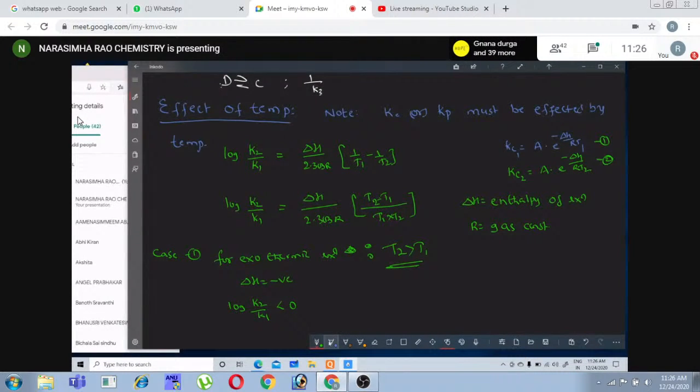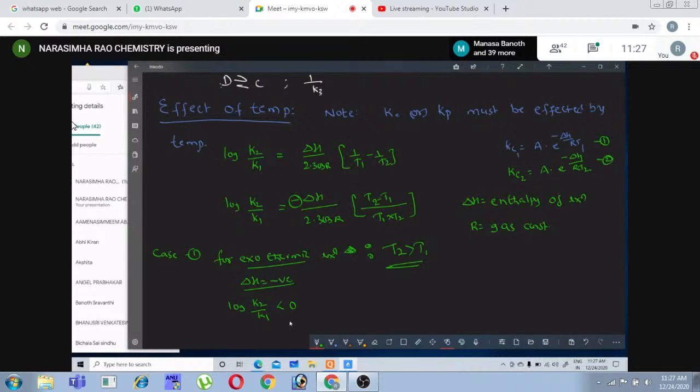For example, children, delta H is negative for an exothermic reaction. This total term becomes negative. Then negative is less than 0. So log K2 by K1 is less than 0.